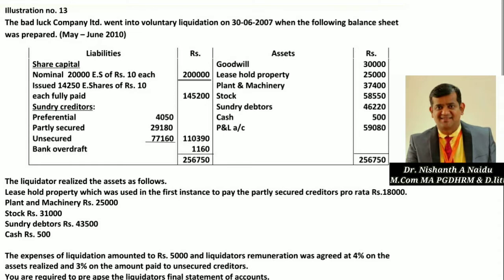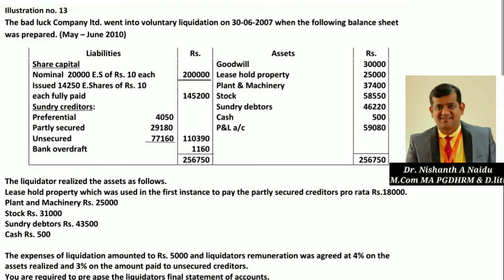Now look at the adjustment part. The liquidators realized the assets as follows. Leasehold property, which was used in the first instance to pay the partly secured creditors, pro rata rupees 18,000. Plant and machinery rupees 25,000. Stock rupees 31,000. Sundry debtors rupees 43,500. Cash rupees 500. The expenses of liquidation amounted to rupees 5,000. And the liquidators remuneration was agreed at 4% on the assets realized and 3% on the amount paid to unsecured creditors. You are required to prepare liquidators final statement of accounts.